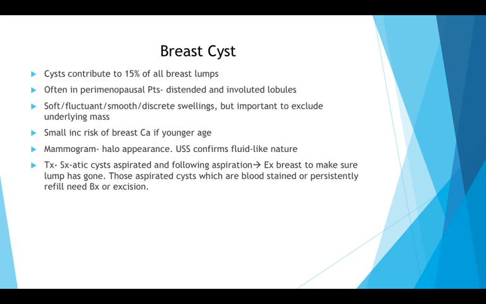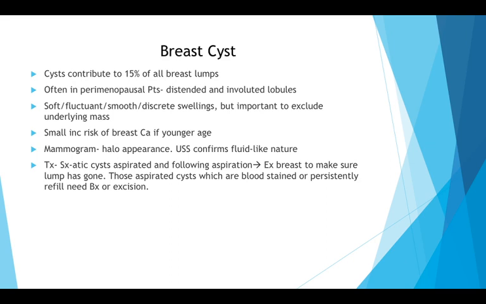Moving on now to breast cysts. They contribute to around 15% of all breast lumps and can occur in the perimenopausal age group. They tend to be soft, fluctuant, very smooth, solitary swellings, and can be well defined, hence they're discrete. But we need to make sure that there's no underlying mass suggesting malignancy. There is a small increased risk of breast cancer if the patient is younger. On a mammogram, they tend to have a halo appearance, but an ultrasound can confirm the fluid-like nature of the swelling.